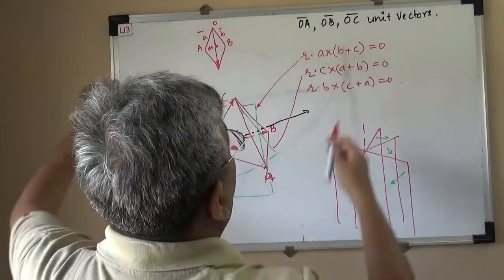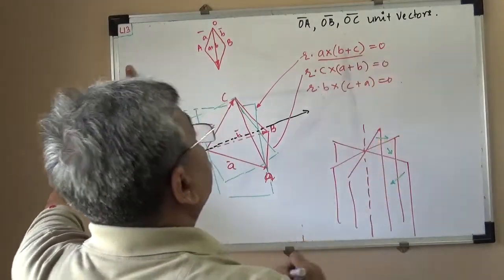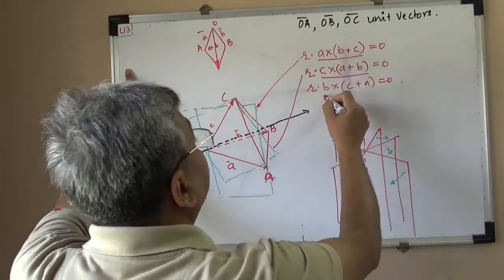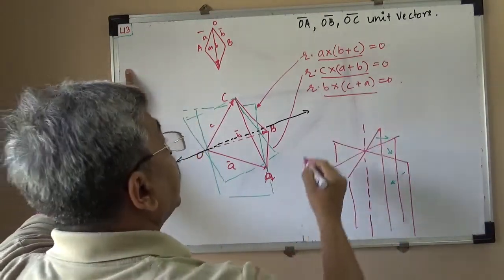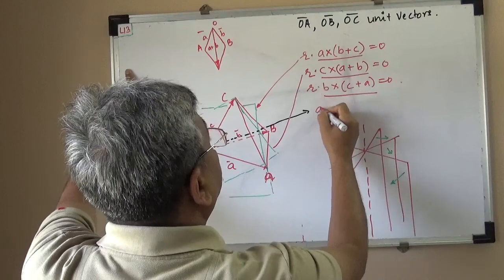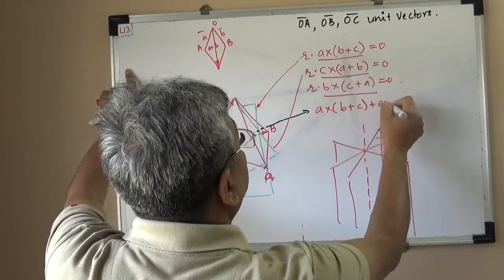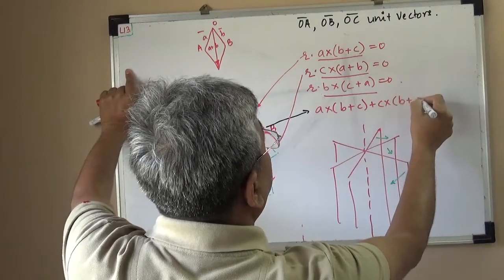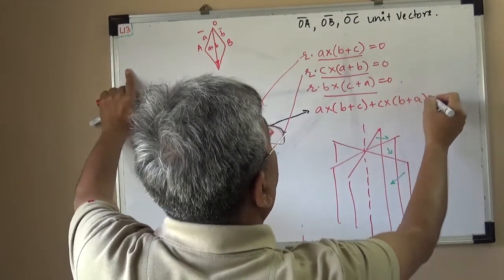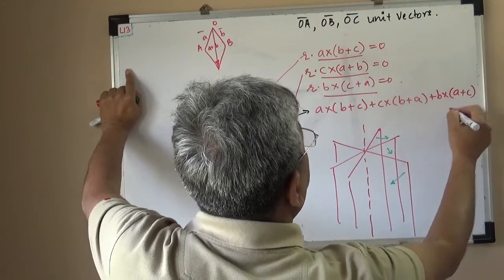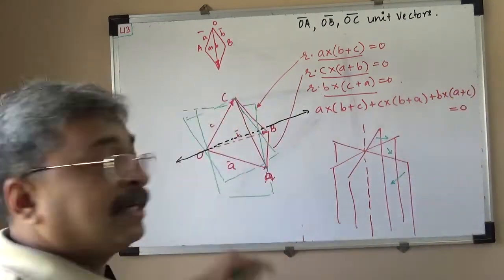So we have a normal vector A cross (B plus C), we have a normal vector C cross (A plus B), and we have a normal vector B cross (C plus A), and you will be surprised to know that the C cross (B plus A) plus B cross (A plus C) is anyway, this identity itself is 0.